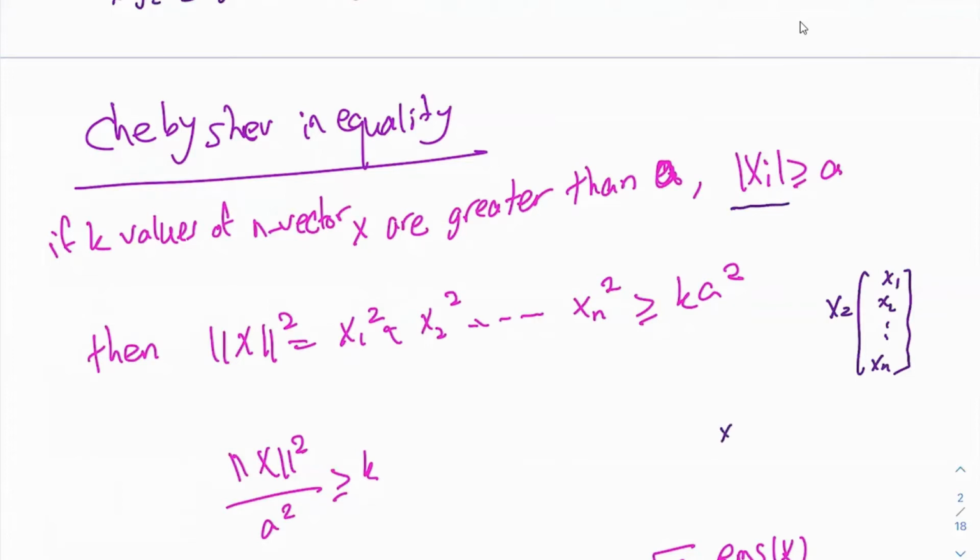Let's say that x1, x2, all the way to xk, their absolute value is greater than a. Let's say, for example, a here is 5, x1 is 6, x2 is -10, their absolute value, x3 is 9, x all the way to xk is, for example, 7. If the absolute value of each of these is greater than a, then we have the following expression. Write the L2 norm square. So the L2 norm itself is this.